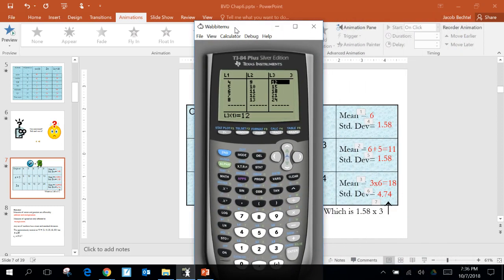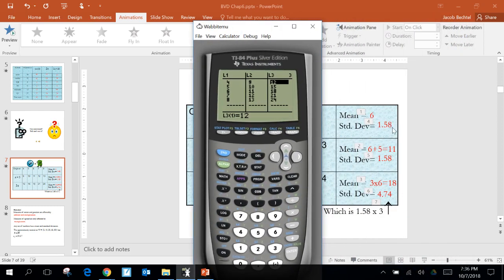And then I want to validate the information I already have on my screen. You can see it back here, a mean of 6, that's L1. And we know if we want to see the summary statistics, we click Stat, Calculate, One Variable, L1, frequency is blank, we tell it calculate. And yeah, it tells me my mean is 6, and my sample standard deviation is 1.58. And that's what I found over here.